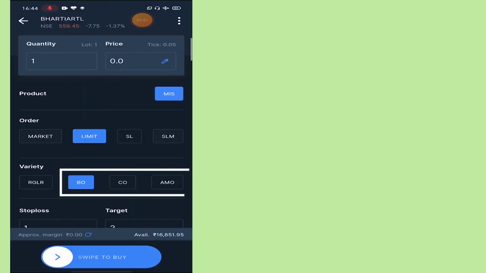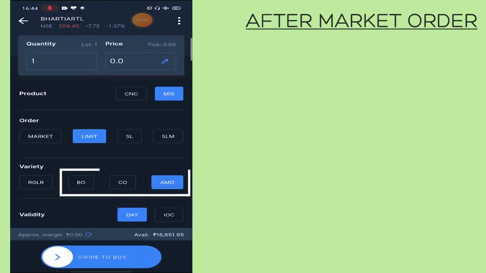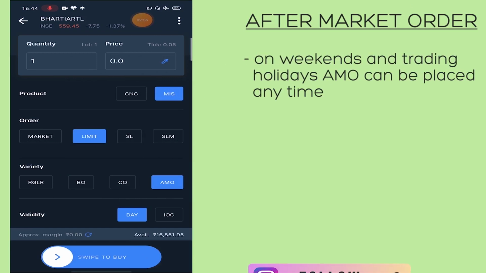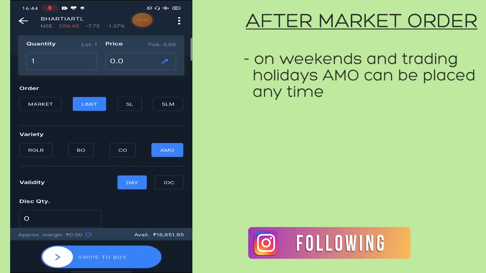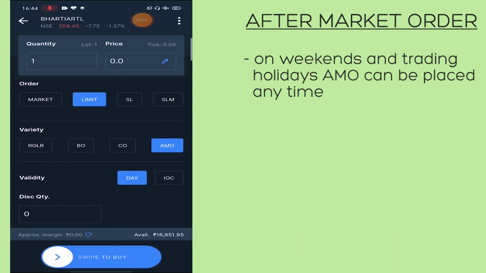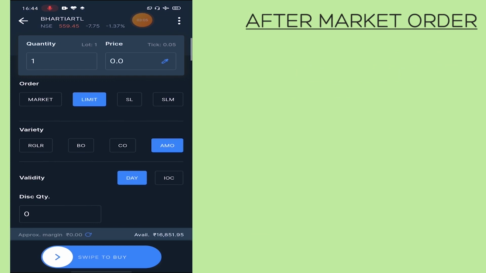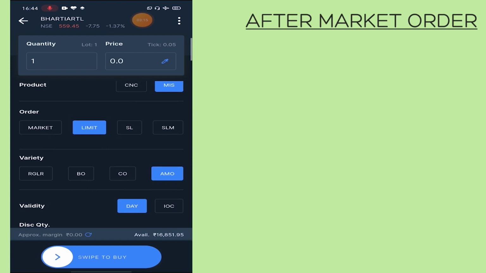And the last one is the AMO order, that is the after-market order. It is a facility provided for people who can't actively track the market during market hours. So this order will be placed after the market hours, that is after 3:45 p.m. to the morning 8:59 a.m., that is before the market starts. And these orders get executed during the pre-market session, that is 9 to 9:07 a.m.